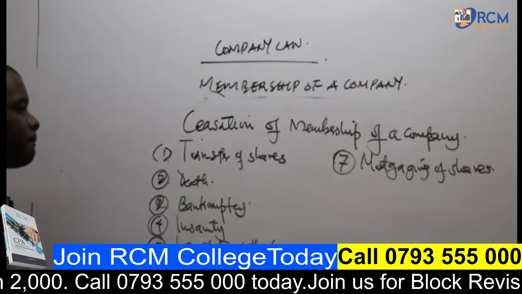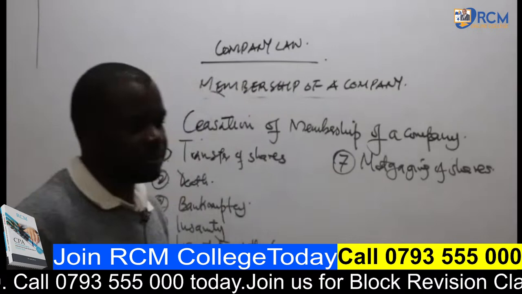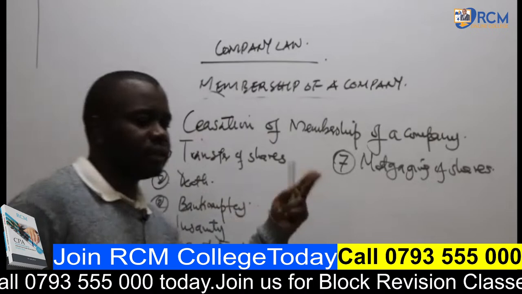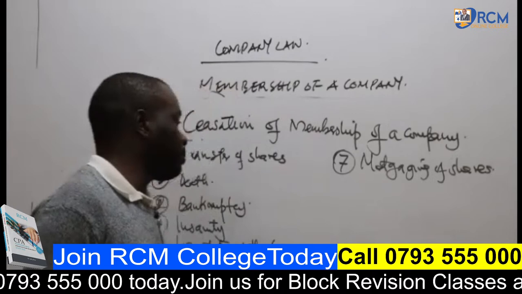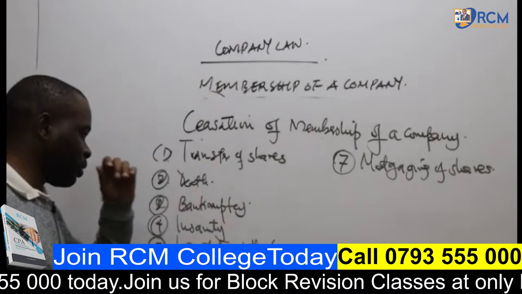So I think I've explained transfer of shares. I don't have to repeat. You understand, we have two parties, the transferer and the transferee. So the transferee is gaining membership, the transferer is losing membership. Death of a member, in case of death, the shares will basically be transmitted to the beneficiary. So the person who has died basically loses membership.